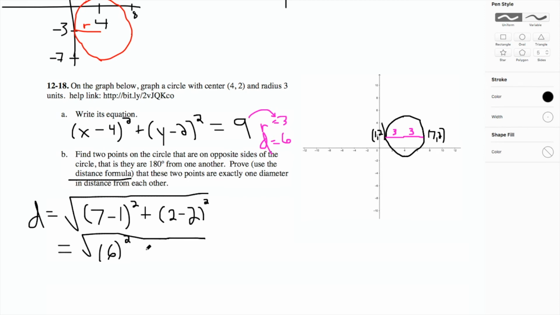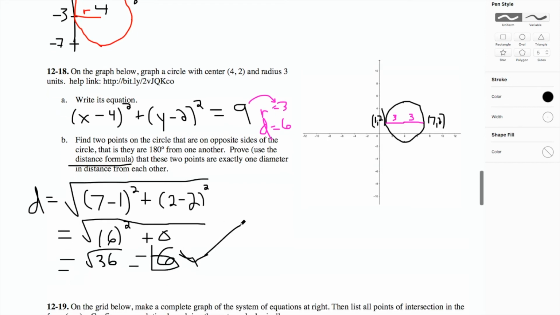Well, this would be 6 squared plus, what's 2 minus 2? That's 0. So this is just going to end up being the square root of 6 squared, which is the square root of 36, which is going to equal 6. So it is proven they are one diameter away from one another. Boom, boom, boom. We're good to go.